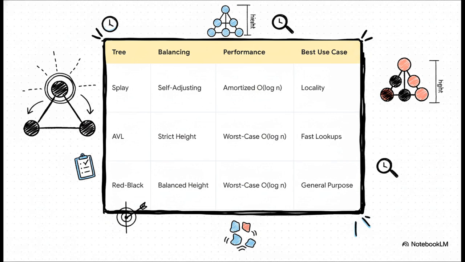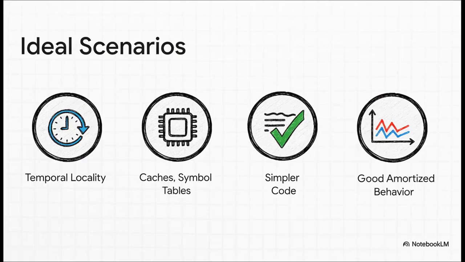And then you have splay trees. They're the specialists. They don't even need extra memory for things like colors or balance factors. They're making a bet. They're betting on one big thing, that the way you access your data isn't completely random. And that bet pays off big time in the perfect scenario for a splay tree, which is when you expect what's called temporal locality. It's a fancy term for a really simple idea.